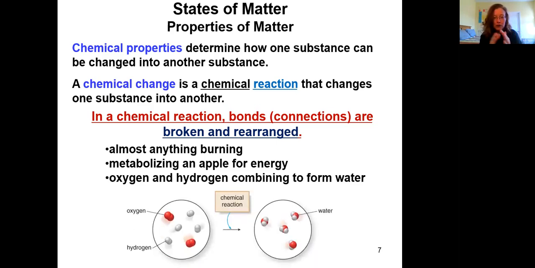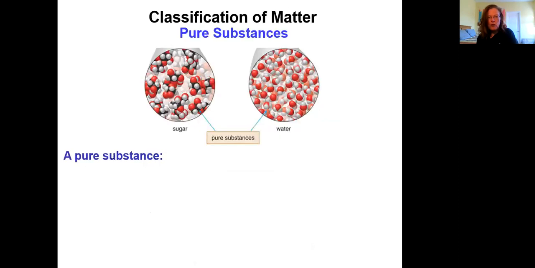It's not water going from solid to liquid. This time we're actually creating the water molecules from oxygen and hydrogen. That's a chemical change. And the properties are so different. We'll talk about that too. It's pretty cool. Our pure substances.